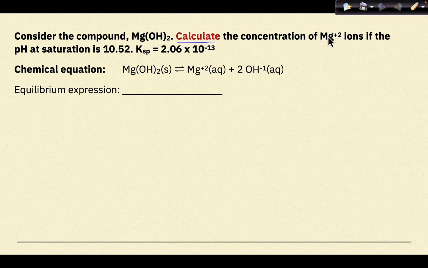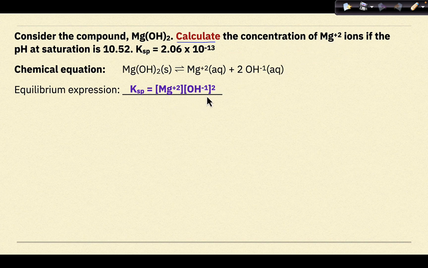Calculate the concentration of magnesium ions if the pH at saturation is 10.52 and the Ksp is equal to 2.06 times 10 to the negative 13. The chemical equation is MgOH2 dissociates to form Mg plus 2 ions and hydroxide ions. The equilibrium expression will be Ksp is equal to the concentration of magnesium ions times the concentration of hydroxide ions squared.